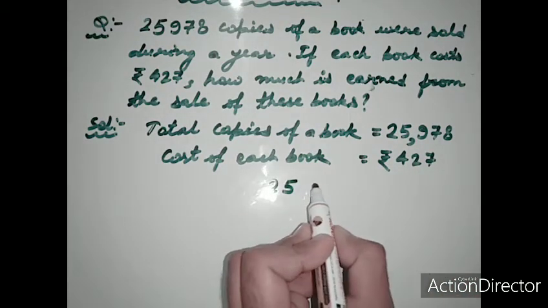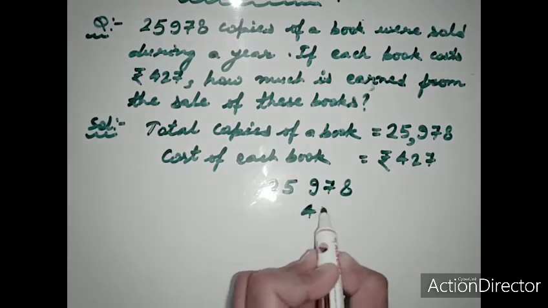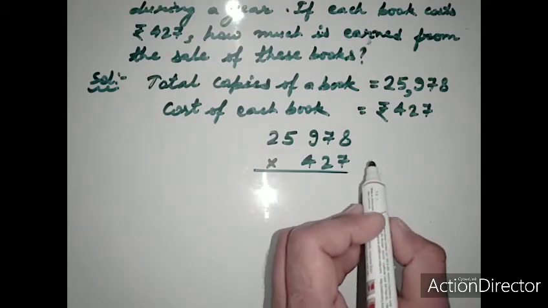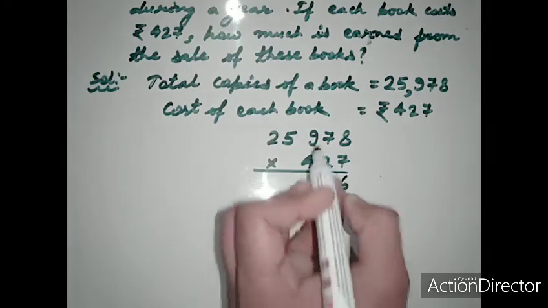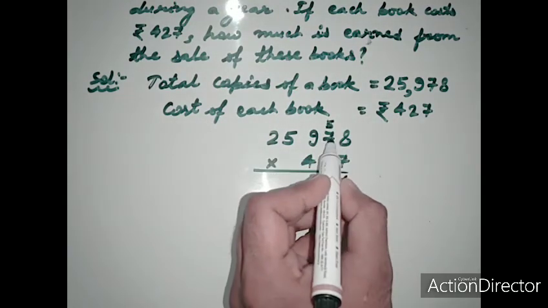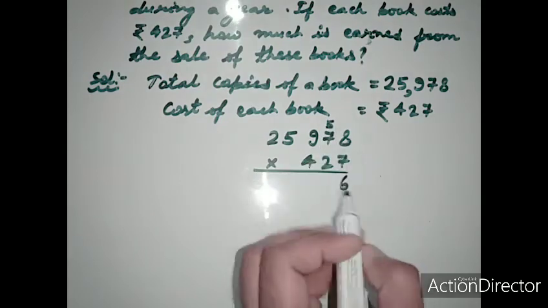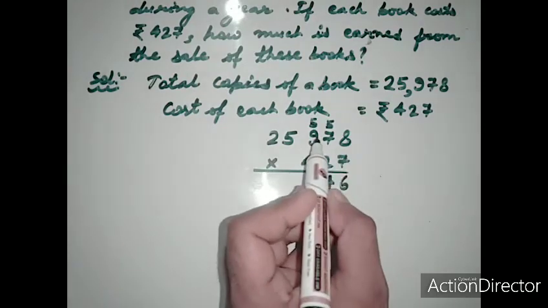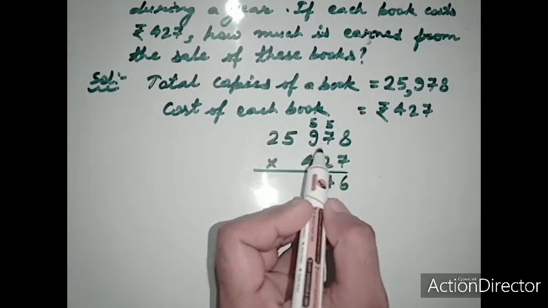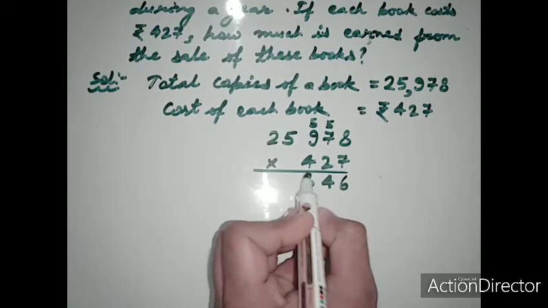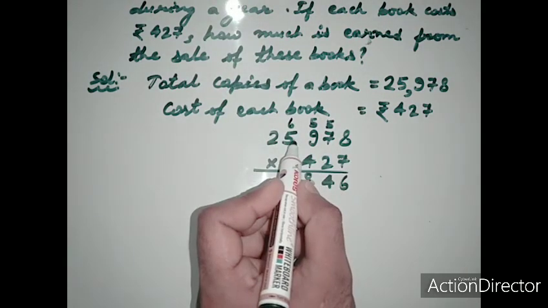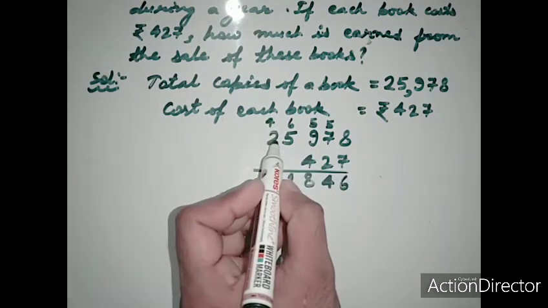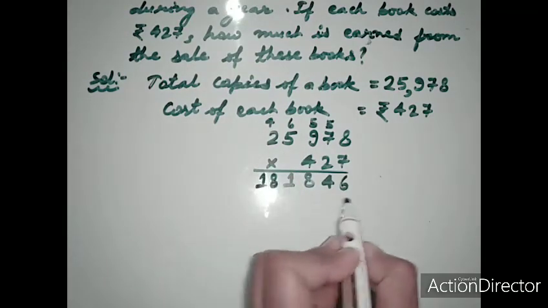So now 25,978 multiplied by 427. So now we start multiplication. 7 8s are 56, 6, 5 carry here. 7 7s are 49, 49 plus 5, 54, 4, 5 carry here. 7 9s are 63, 63 plus 5, 68, 8, 6 carry here. 7 5s are 35, 35 plus 6, 41, 1, 4 carry here. 7 2s are 14, 14 plus 4, 18.